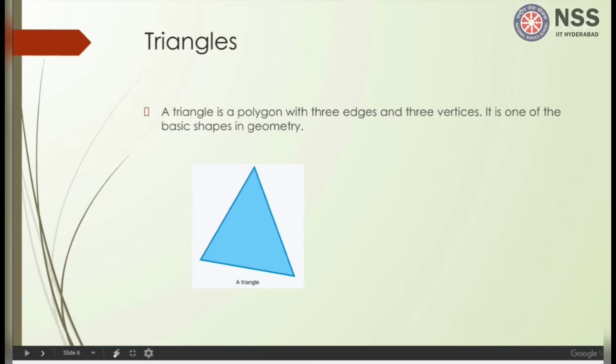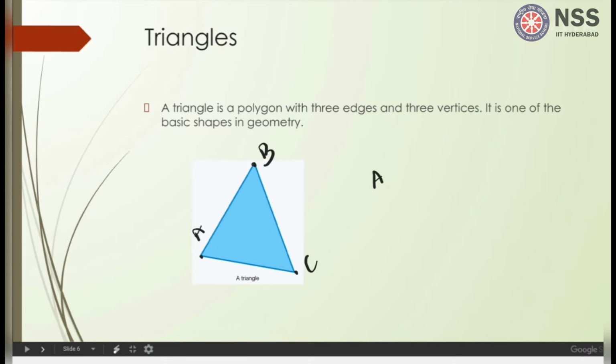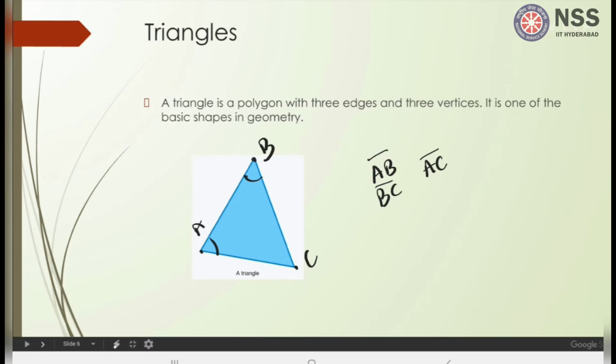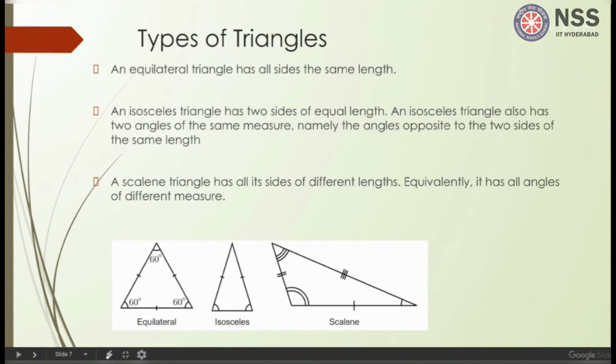Triangles. A triangle is a polygon with 3 edges and 3 vertices. It is one of the basic shapes of geometry. A, B, C are the vertices of the triangle. AB, BC, AC are the sides of the triangle. BAC is angle A, ABC is angle B, BCA is angle C. The region inside the triangle is known as the interior region and the region outside the triangle is known as the exterior region.